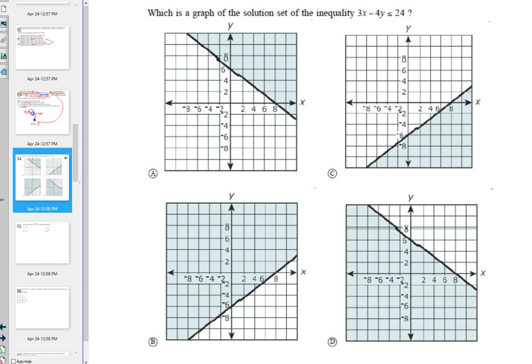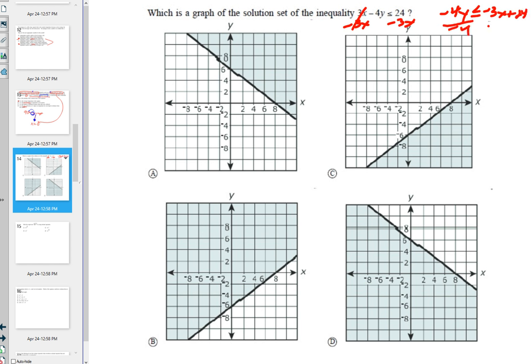Which is a graph of the solution of this inequality? So here, read this. This is something that we did do, where now we just graph one inequality at a time. You're still going to want to solve for y. You want to get y by itself. So minus 3x, minus 3x. So negative 4y is less than or equal to negative 3x plus 24.